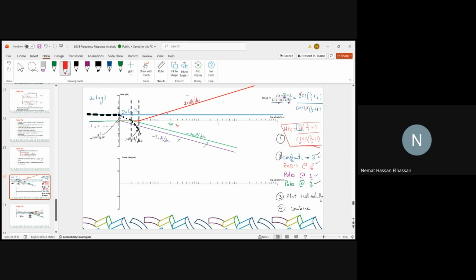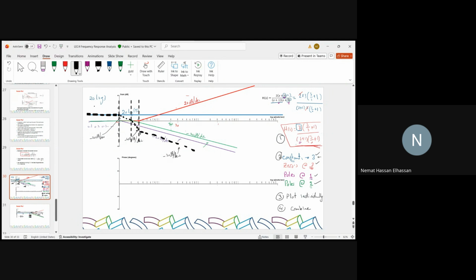We have the red line. After omega equals 3, we have the green line and the purple line. So we have positive 20 and negative 40 because we have 2 dropping lines and only 1 increasing line, which means that the total rate of change will now be back to negative 20 decibels per decade. So this is how we plot the Bode plot for gain.